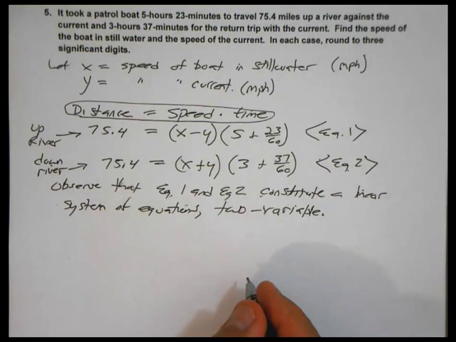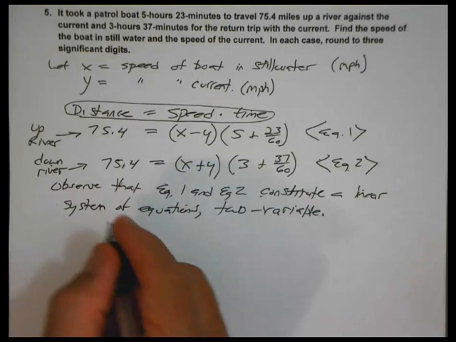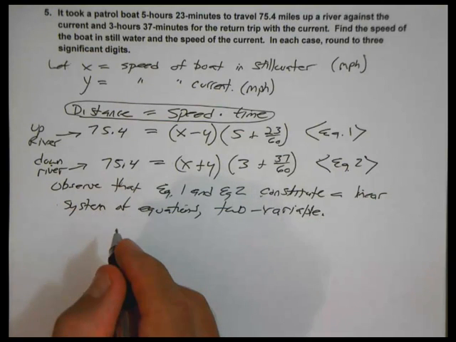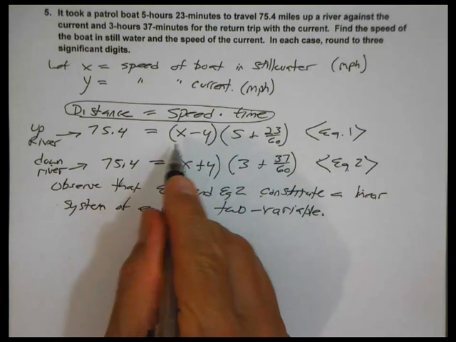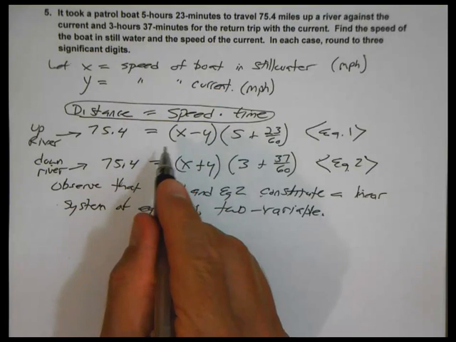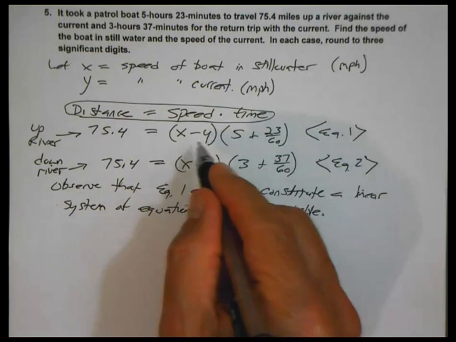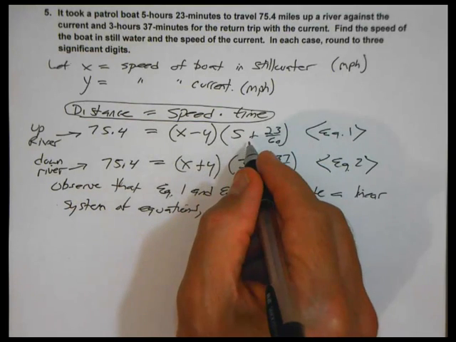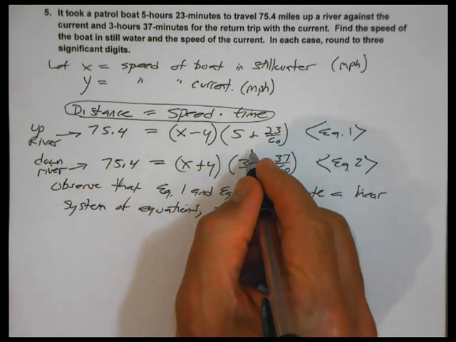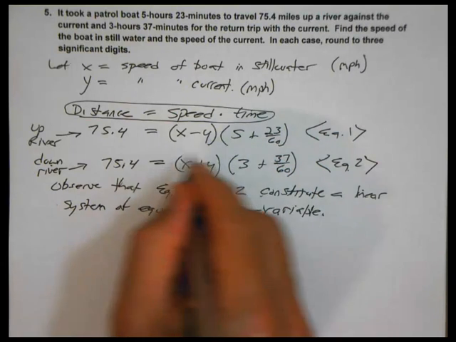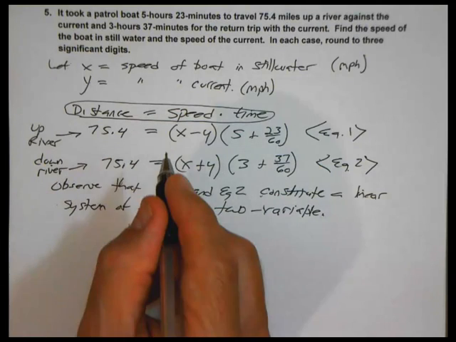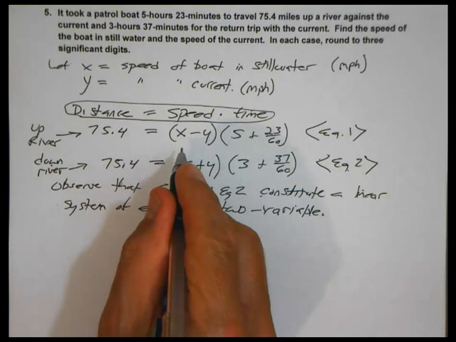Okay. Well, we're pretty good at these. Let's plan for maybe a calculator solution here. Now, let's see. Yes, we want to solve for y in each case here. Starting with equation 1, we could divide both sides by this 5 plus 23 divided by 60. And then we could subtract an x from both sides and then multiply both sides by negative 1.